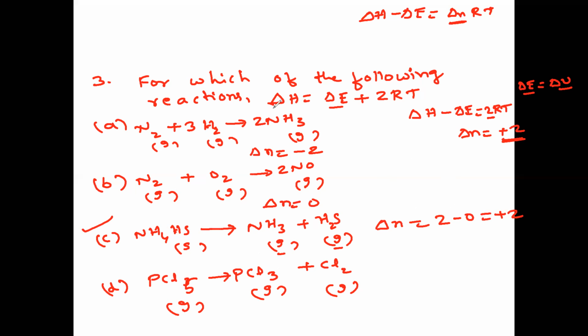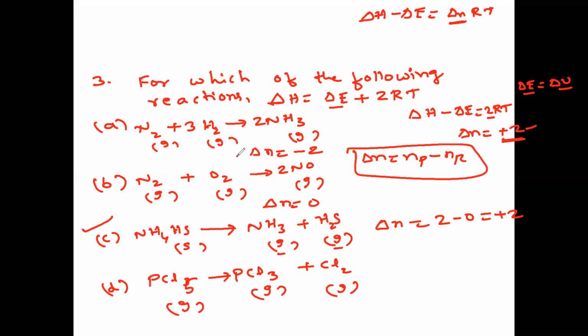For which of the following reactions is delta H equal to delta E plus 2RT? So they have sent delta H, delta E to that side. We already know delta H minus delta E is equal to delta nRT. So delta H minus delta E is equal to 2RT, so delta N is equal to plus 2. How to find delta N, we already know: delta N is equal to NP minus NR, that is number of moles of gases produced minus number of moles of gaseous reactants.